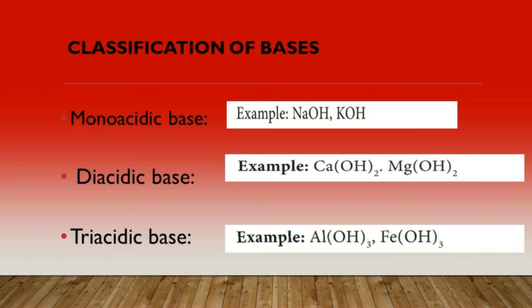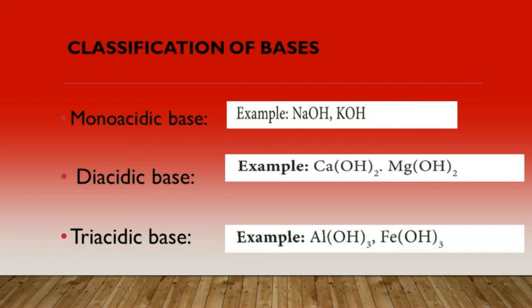Classification of bases based on their acidity. Monoacidic base: it is a base that ionizes in water to give one hydroxide ion, that is OH-. For example, NaOH and KOH. Diacidic base: it is a base which ionizes in water to give two hydroxide ions. For example, Ca(OH)2, Mg(OH)2.